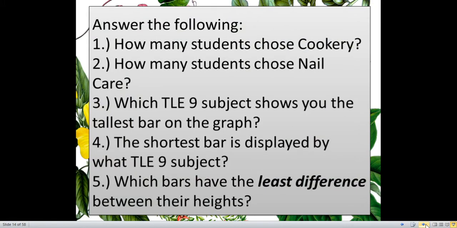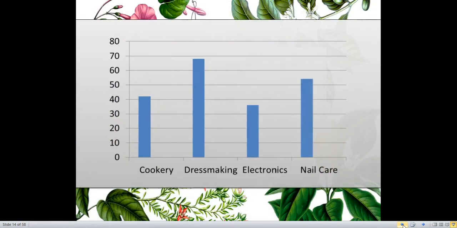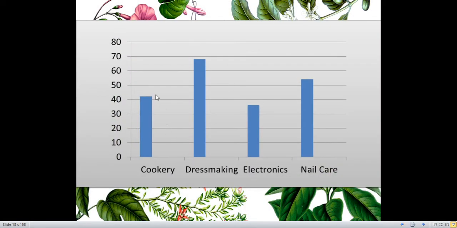Okay, first is how many students chose cookery? By looking at the bar graph, we can answer that. This is the bar for the cookery, and that is 42 students.